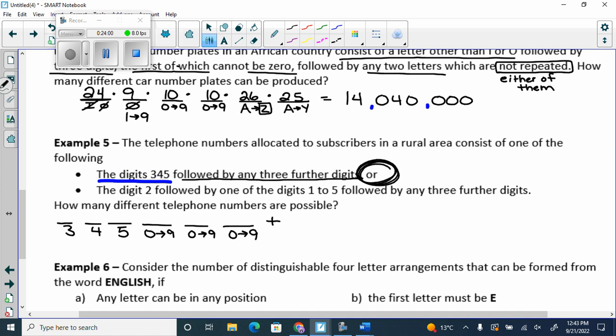The digit 2, followed by one of the digits 1 to 5, followed by one of the digits 1 to 5, followed by any 3 further digits. Digit, digit, digit. Is there anything specified about those digits? No, so what can they be? 0 to 9.